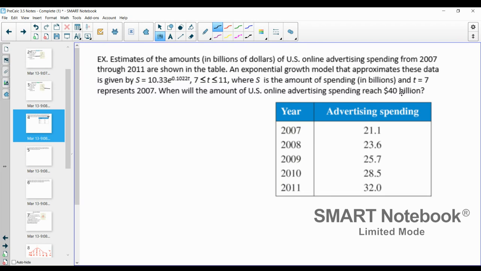And so we have S equals 10.33 E raised to the 0.1022 T. And we're really going to try to look for what that T value is. But we first need to fill in what S is because we can't solve two-variable equations.